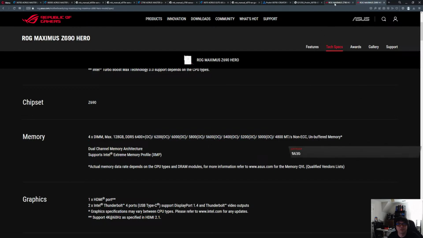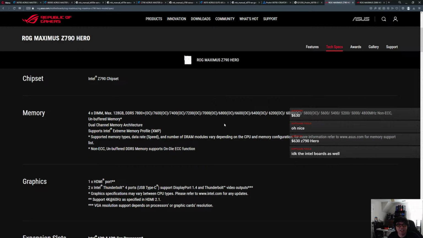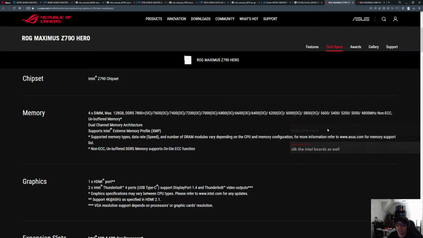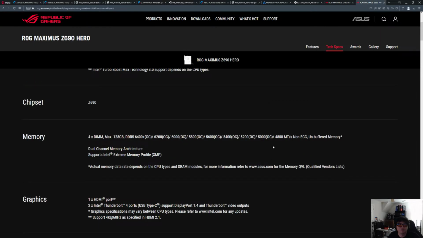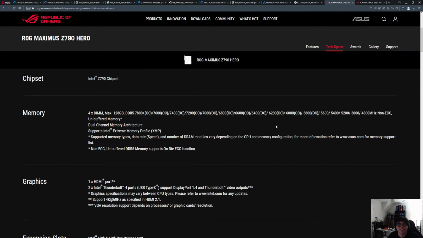Now, that brings us to the newer one, the Z790. The Z790 officially supports up to 5,600 on the RAM. So that's better than the Z690. That's also better than the AMD X670 and X670E, because as we just saw, the official support for the AMD board is 5,200. So this one's 5,600. And then the old Z690 is 4,800. So that shows you how second generation memory controllers improve compatibility.